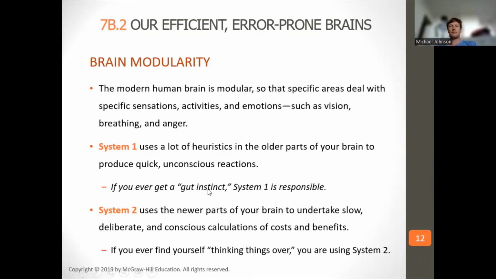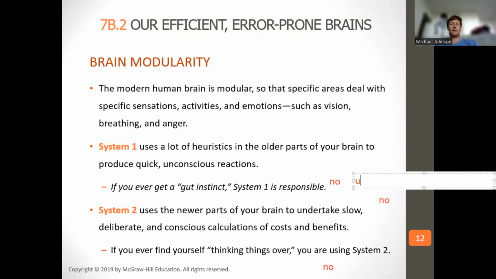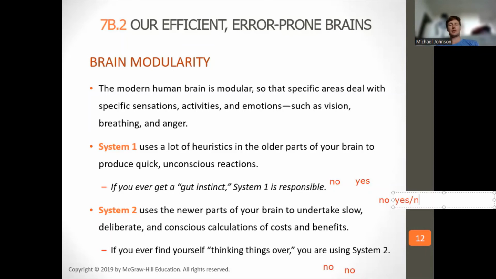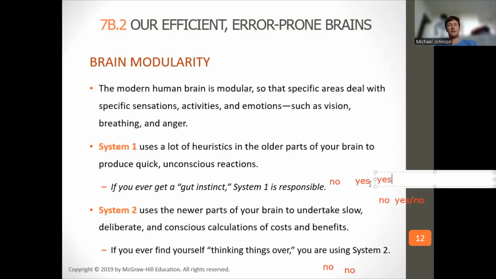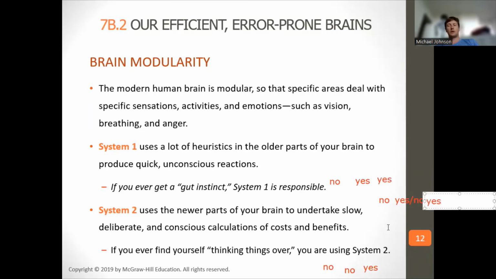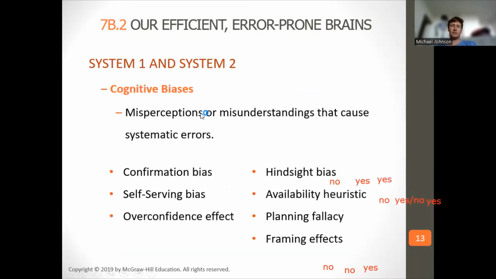If you say no from both, you will probably say no altogether. If you say yes from your gut and no from thinking things over, it might be yes or no. Or if you say yes from your gut and yes from thinking things over, it's yes. So yeah, they can be in conflict. You can agree with both, or you could say no with both.